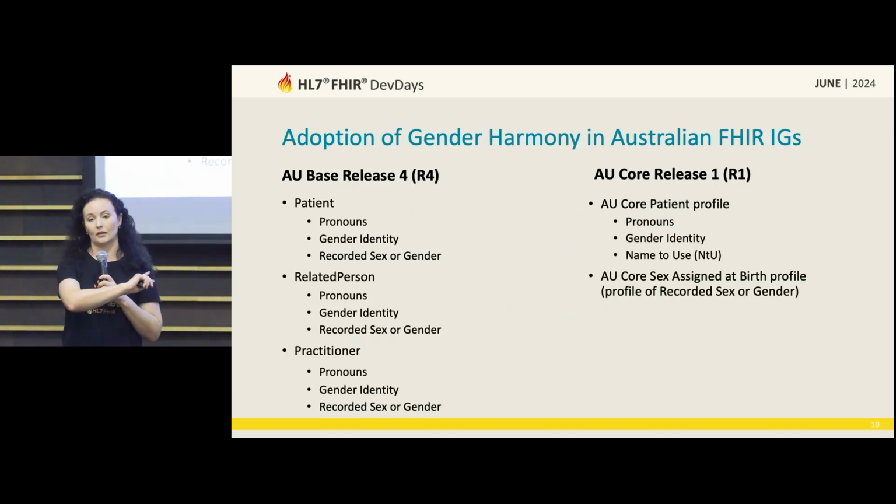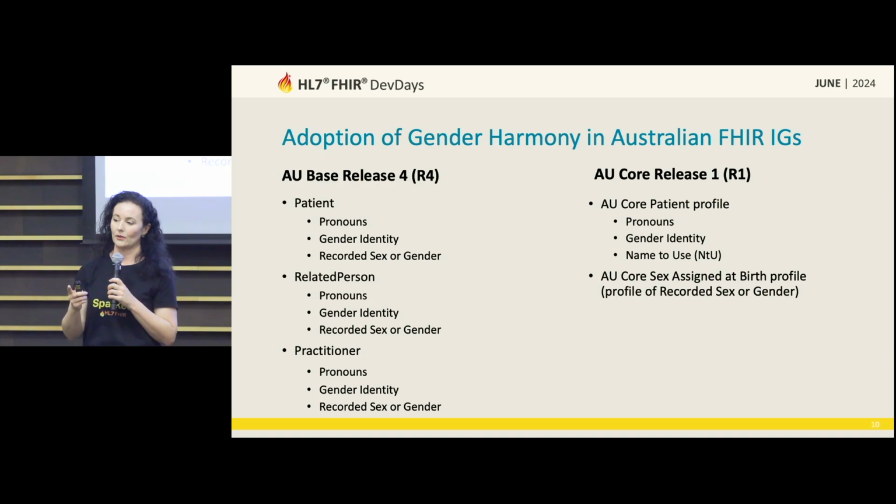What we've ended up adopting is this. So in base, we've gone across what are the person resources: practitioner, patient, related person, and given us gender identity, pronouns, and recorded sex or gender. But in our core, that's only translated to be patient for us. So again, our core is setting implementation directives, obligations on clinical information systems. So that's where we get that scope difference. And sex at birth is represented as a profile of recorded sex or gender. A lot of this was relatively easy for pronouns or gender identity.